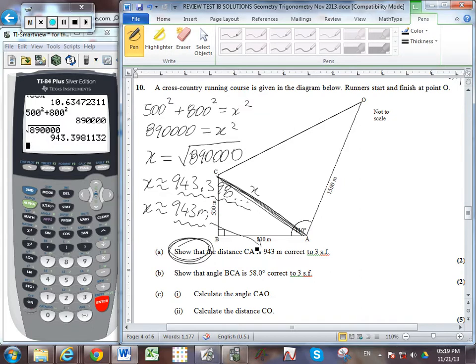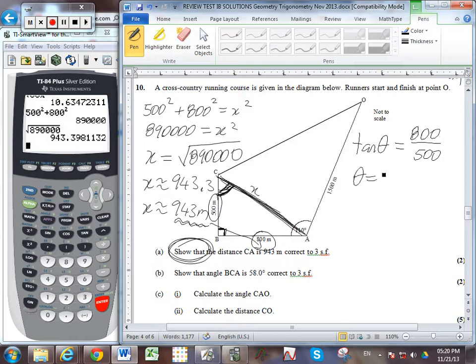Okay, part B. Show that angle BCA is 58 degrees. So let's just clear a little bit of space here. BCA, we're looking for this one here. Well, that's no problem, because in a right-angled triangle, I know I can use SOHCAHTOA in order to find angles. Relative to this angle, I've got the opposite side, which is 800, and the adjacent side, which is 500. I know I just solved for the hypotenuse, so I suppose I could use a sine or a cosine ratio, but why use the hypotenuse whose length is not exactly 943? The opposite and the adjacent are exactly 800 and 500, so why don't I use the tangent ratio so I can be dealing with as exact values as I can?